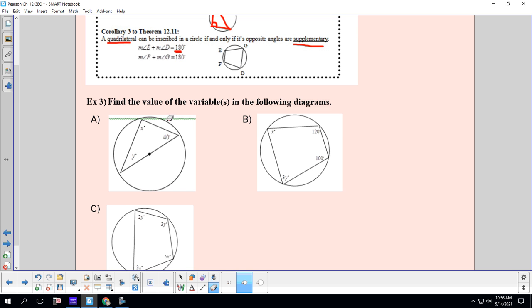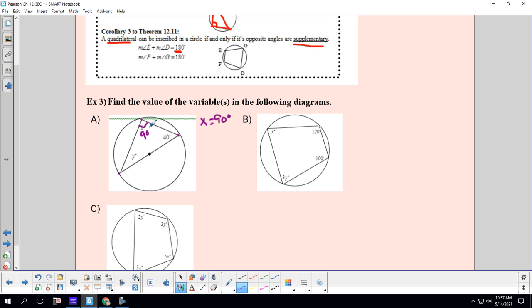For example 3, we're going to find the value of the variables in the following diagram. So we have this triangle here. We see that the hypotenuse goes through the center. Just pretend like this goes all the way over here and touches it. If this is a diameter, then this has to be 90 degrees. So x has to be 90 degrees.